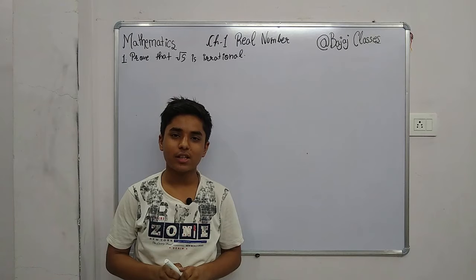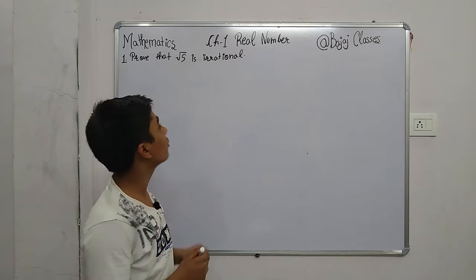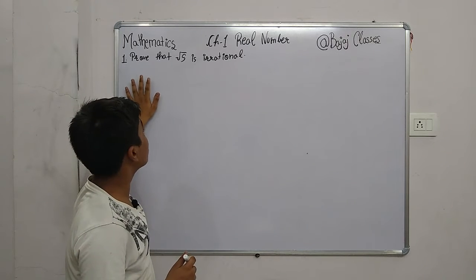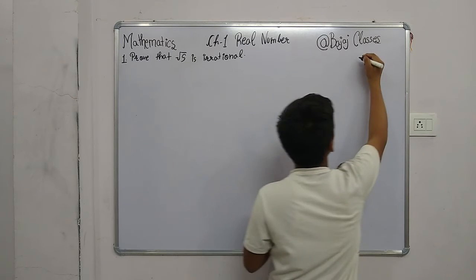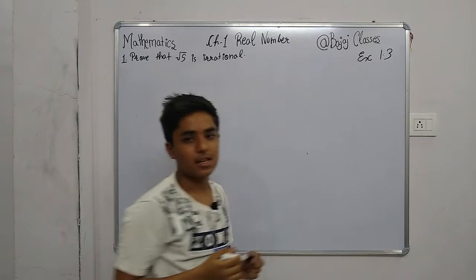Today this is the 11th lecture on the mathematics chapter 1, that is real numbers. So what are we going to do today? We are going to do the first question of exercise 1.3 of our first chapter, real numbers.